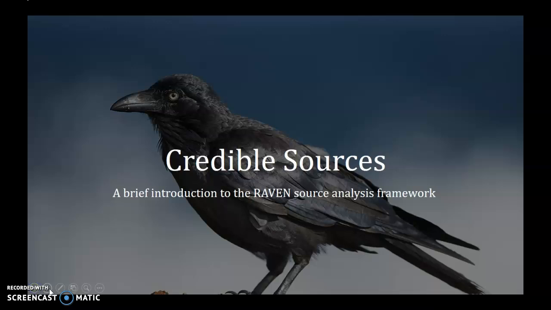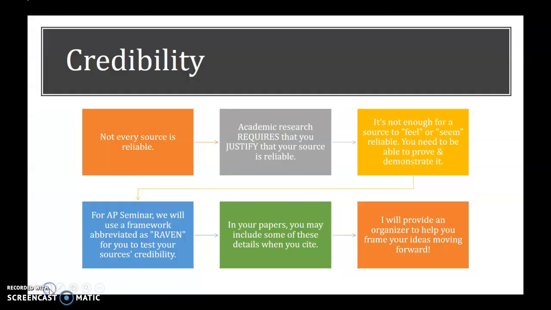RAVEN is an acronym that we're going to use, sorry about that, to ensure that we have credible sources. So, keys here. Not every source is reliable. We cannot trust every source that we see. But the kind of research we're going to do in AP Seminar, this academic research, it doesn't just require you to check and see if your source is reliable. It actually requires you to justify that your source is reliable. So you can't just say, well, this seems reliable, or, this author speaks with a lot of authority, so I really feel like I can trust him. You have to be able to prove it, and you have to be able to demonstrate it.